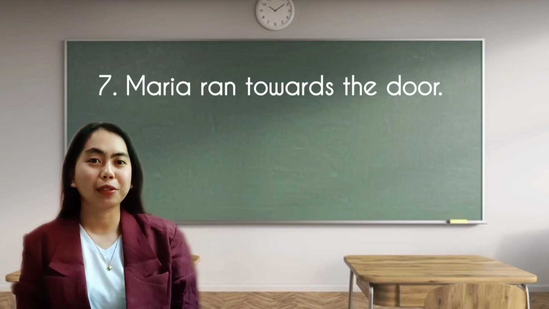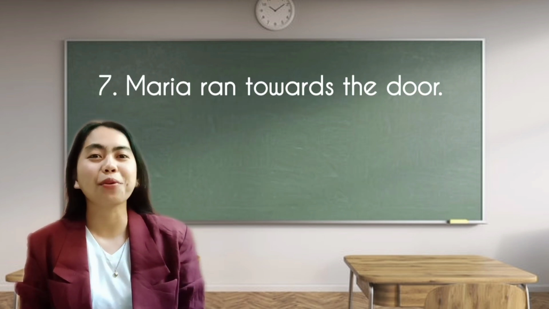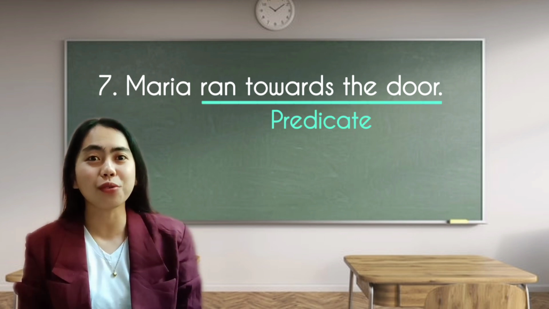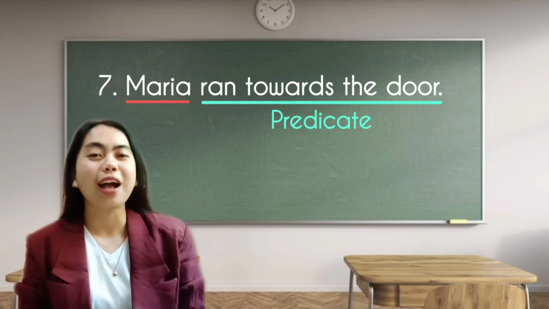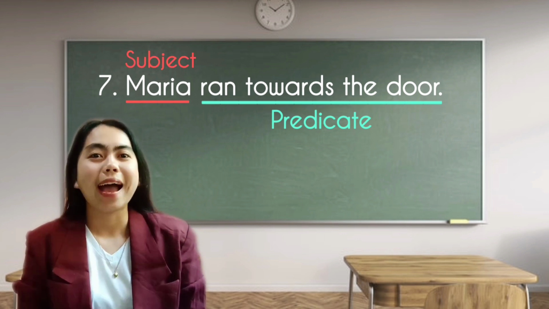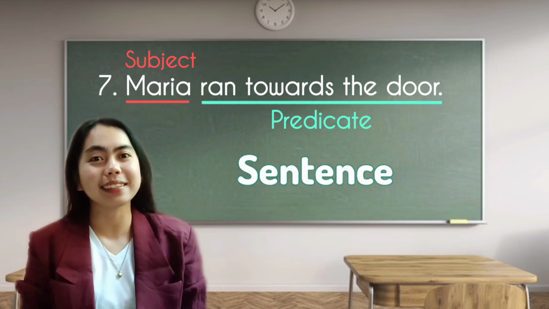How about number 7? Maria ran towards the door. As you can see, our predicate is ran towards the door. And who runs towards the door? It is Maria. Therefore, Maria is our subject. Number 7 has both a predicate and a subject. Therefore, it is a sentence.